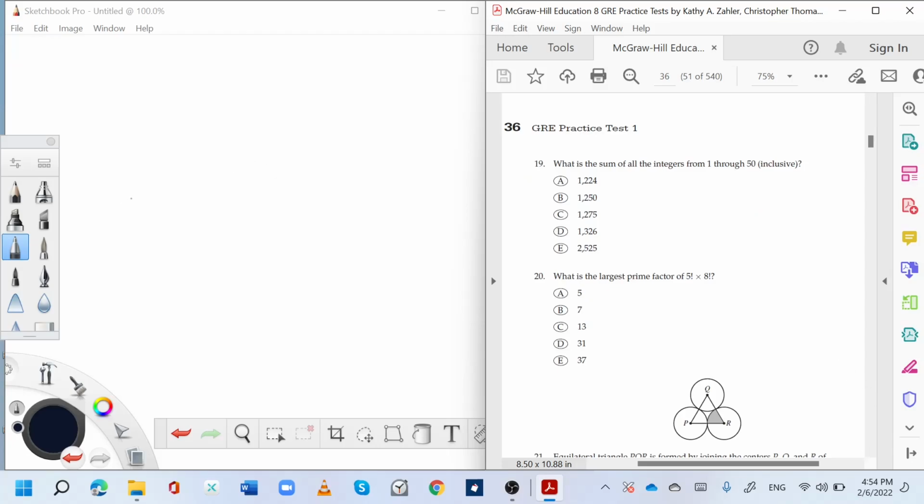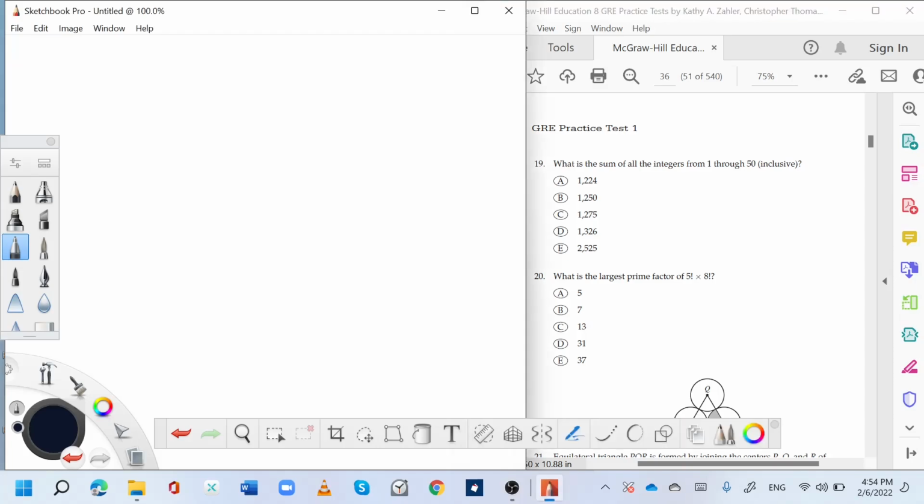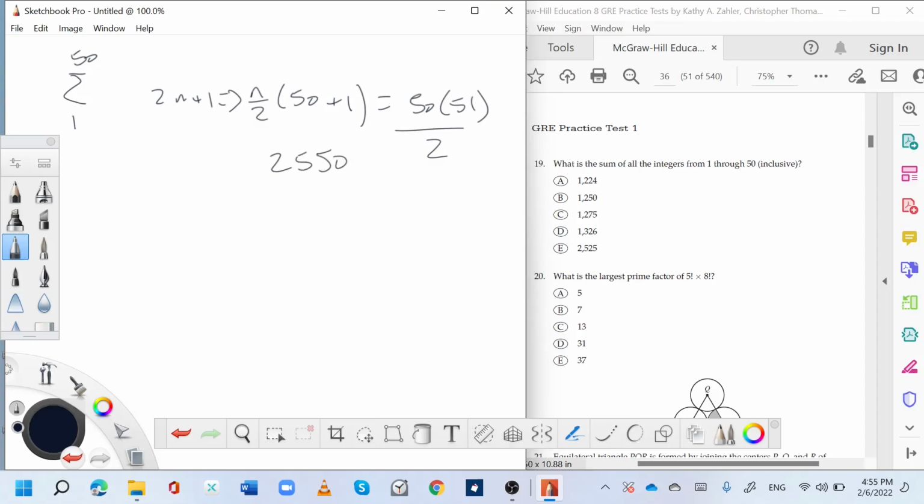This is probably the most difficult question of the entire practice exam here. It requires us to remember Gauss, which is the sum. So we can just do n over 2 times 50 plus 1. This is the sum from 1 to 50: n over 2 times n plus 1. N over 2, 50 plus 1 equals 50 times 51 over 2. That's 2550 over 2, or 1275. That's C.